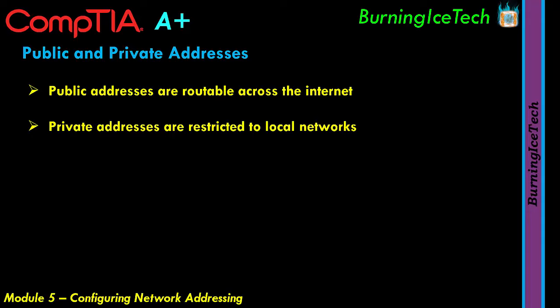As soon as you go through the router, or router, depending on which country you're from, you might pronounce that differently. Some countries pronounce it as router, some pronounce it as router. So as soon as you go through the router out to the internet, then you have a public IP address, guys. That is the one we use to trace you. So if you ever get up to something naughty online, that is the one I'm going to trace you of.